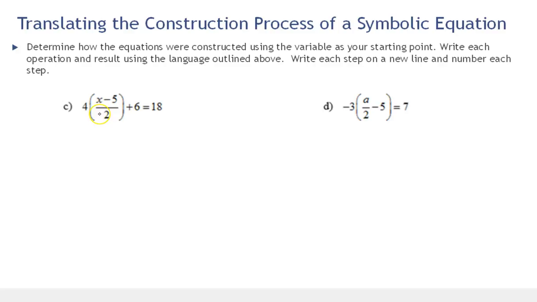Let's look at the next one. We have a lot of things going on here. Let's take a second and look at how many operations. We have subtraction, then division, then multiplication, then addition. So there are 4 operations till we get to our result. Let's start with x is decreased by 5.